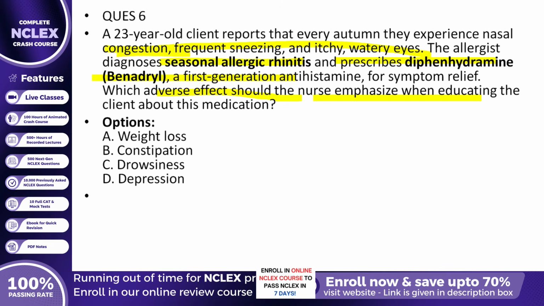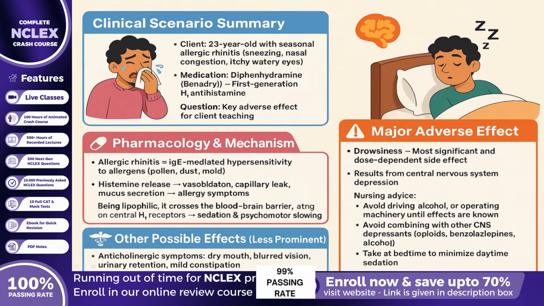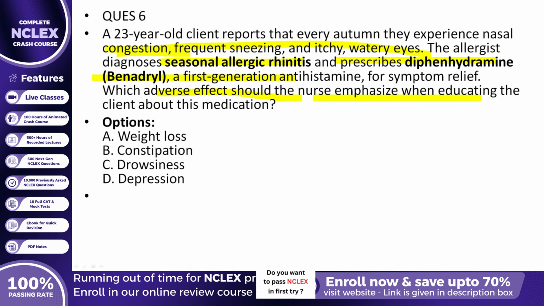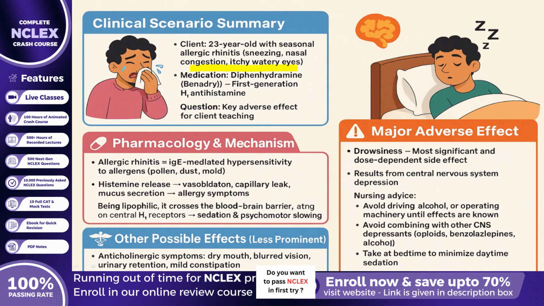Seasonal allergic rhinitis is an immunoglobulin E-mediated hypersensitivity reaction triggered by environmental allergens such as pollen, dust, or mold. When these allergens are inhaled, mast cells release histamine, causing vasodilation, capillary permeability, and glandular stimulation that lead to sneezing, nasal congestion, and itchy eyes. Diphenhydramine acts as a first-generation H1 receptor antagonist, competing with histamine to block these effects.